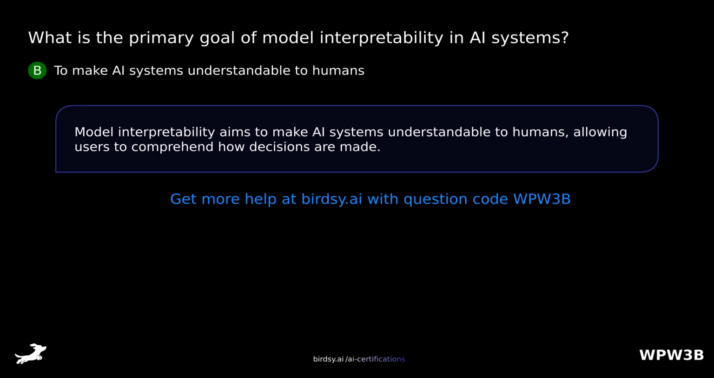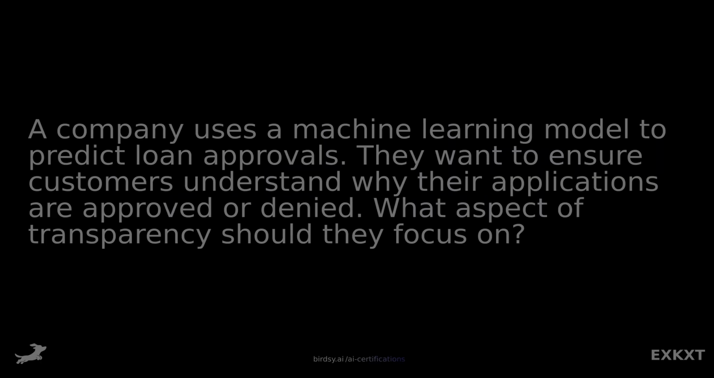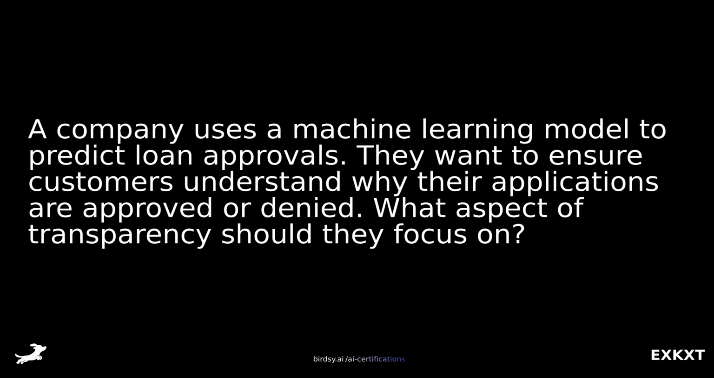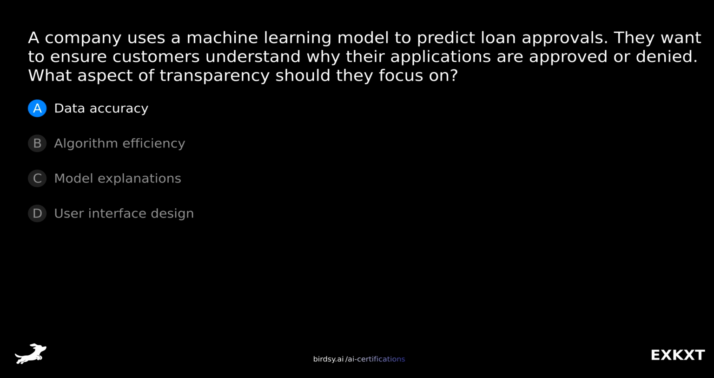Model interpretability aims to make AI systems understandable to humans, allowing users to comprehend how decisions are made. A company uses a machine learning model to predict loan approvals. They want to ensure customers understand why their applications are approved or denied. What aspect of transparency should they focus on? Is it A, data accuracy, B, algorithm efficiency, C, model explanations, or D, user interface design? The answer is C, model explanations.